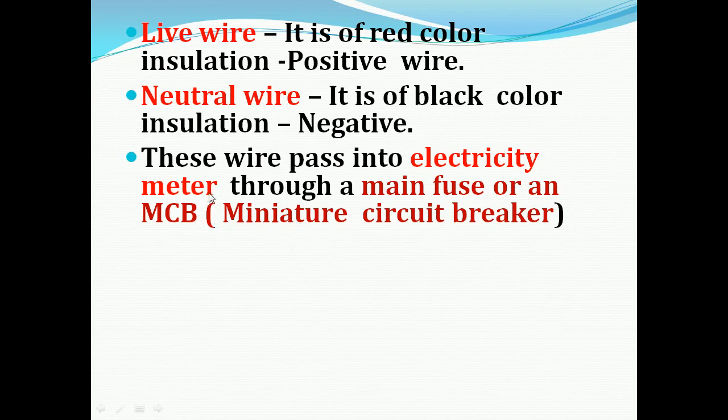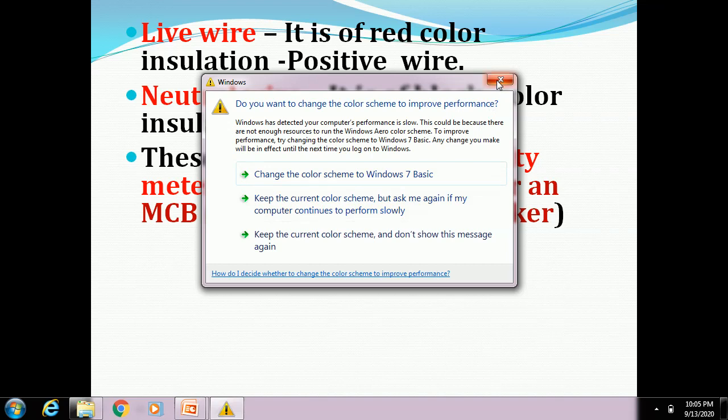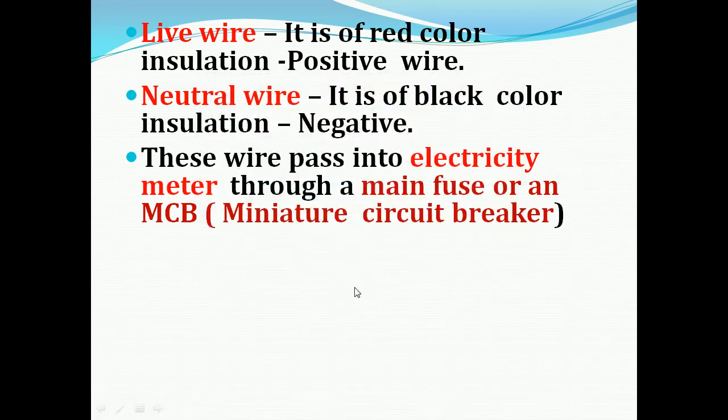Yes, in our home we can see the meter box. So this live wire and neutral wire pass into the electricity meter through a main fuse or MCB. MCB means miniature circuit breaker. Instead of a fuse, nowadays most homes use MCB, that is called a miniature circuit breaker.